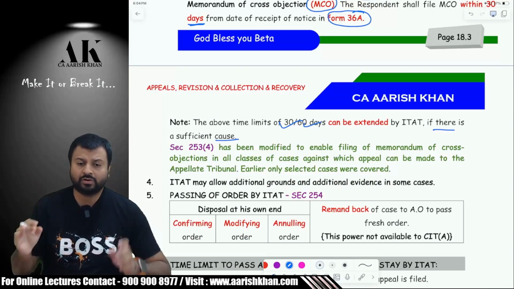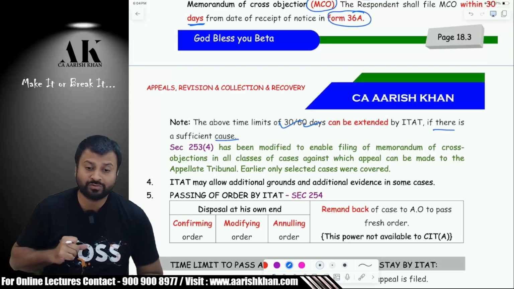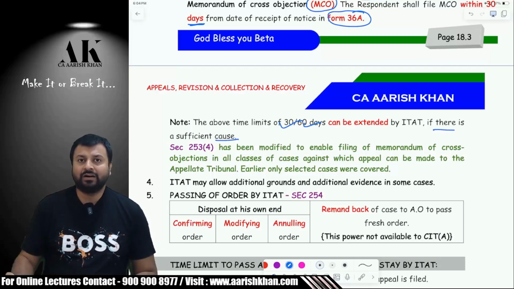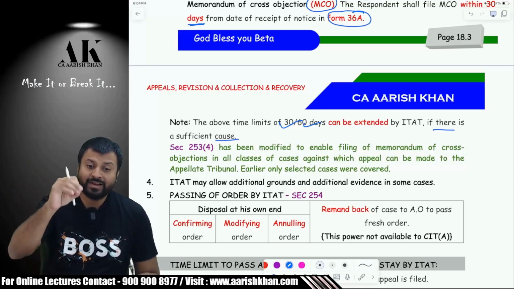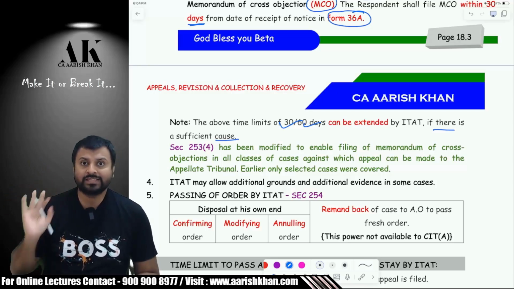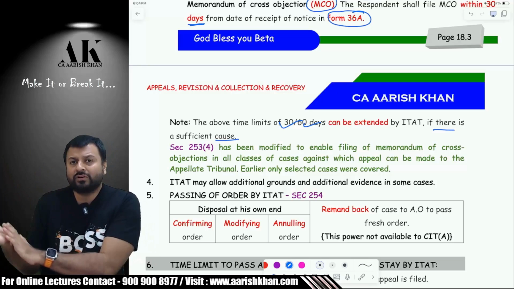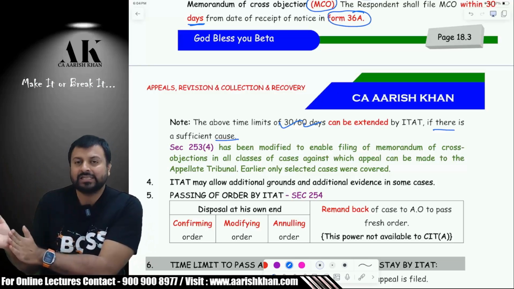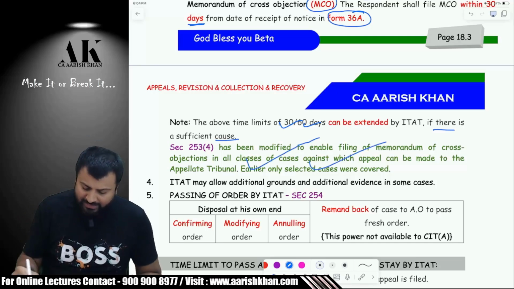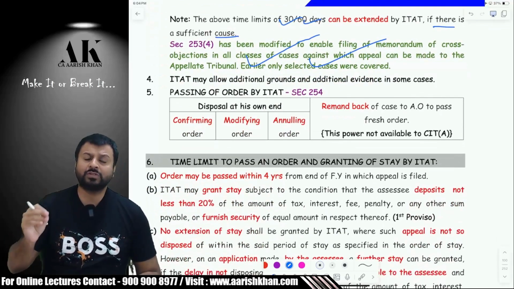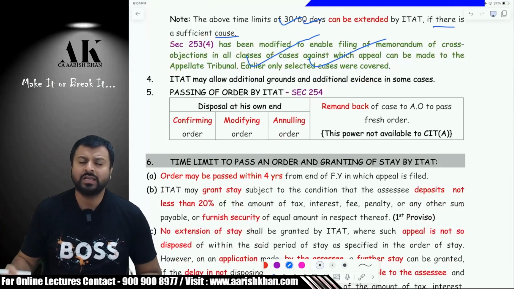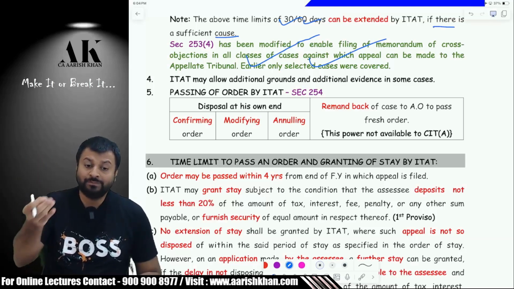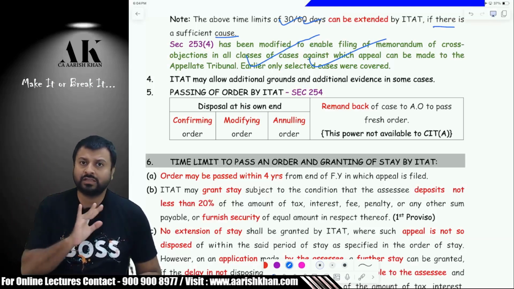Now listen carefully, all of you. Very important point. An amendment made by Finance Act 2023 says that a memorandum of cross objection can be filed in all the cases. Earlier, memorandum of cross objection was supposed to be filed in some cases, but now Finance Act 2023 has made an amendment that it should be filed in all cases. Every appeal which is filed to ITAT should be filed along with memorandum of cross objection. Otherwise, appeal cannot go ahead.